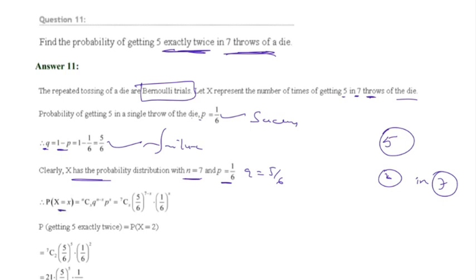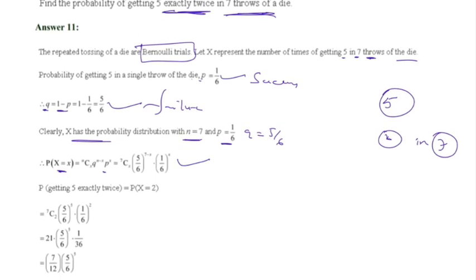So P of X equals X is nCX, q to the power of n minus x, p to the power of x. So the n value is 7, so 7CX, 5 by 6 to the power of 7 minus X, 1 by 6 to the power of X. It is a standard form. So now let's see, 5 exactly twice, it is X equals 2. 7C2, 5 by 6 to the power 5, 1 by 6 to the power 2. 2 successes we are getting, 5 failures.